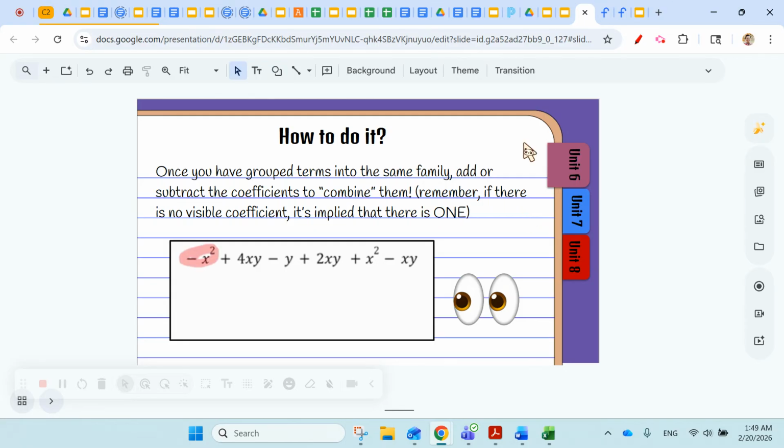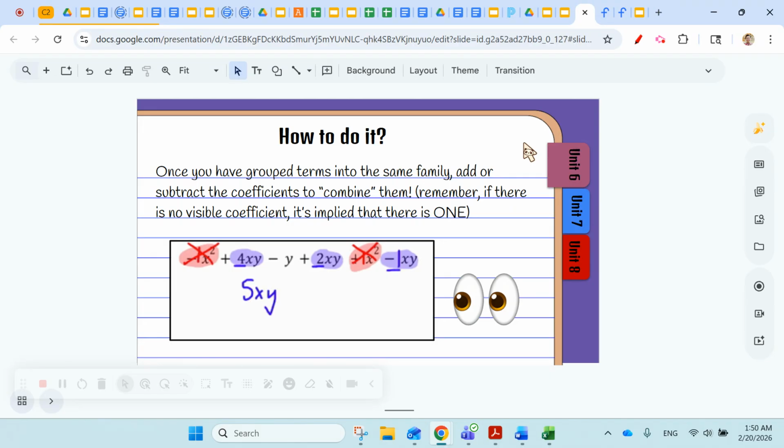So let's talk about how it's done. I'm going to do this one right here. Once you have grouped terms into the same family, you're just going to add or subtract the coefficients to combine them. And remember, if you don't see a coefficient, then it's 1. You can see right here, I canceled those two out because one was positive, one was negative. And now I am making a family of xy's. That last one, there wasn't a coefficient, so I know that's just 1. And now I'm just going to add them together. What is 4 plus 2 minus 1 xy's?